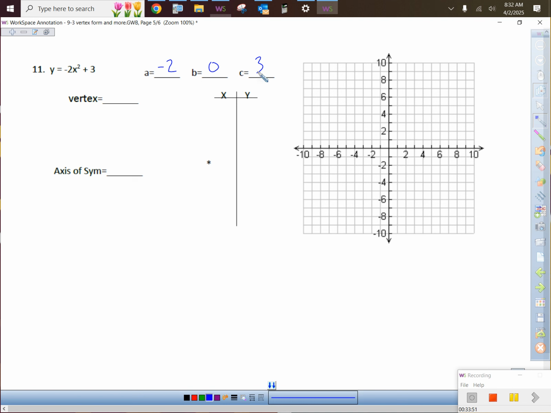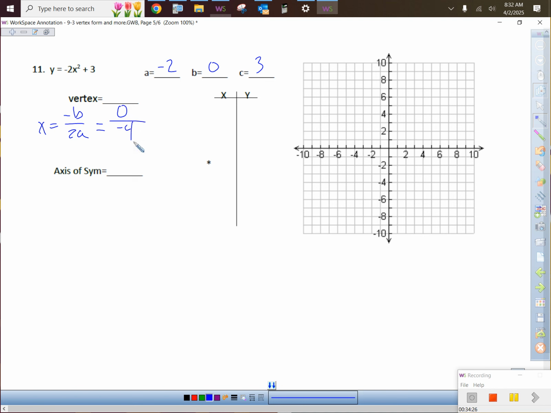So to find the vertex, holy mackerel, it's not in vertex form. It actually kind of is, but I don't want to go there today. So we're going to do the opposite of B over 2 times A. Opposite of 0. 0, right? There is no opposite, so it's just 0 over -4.